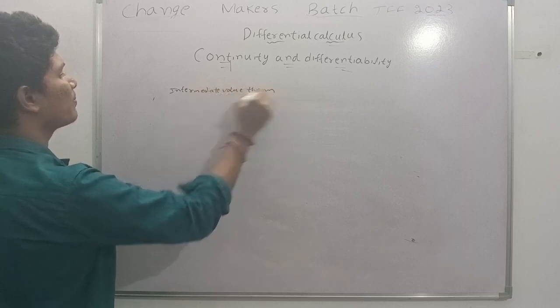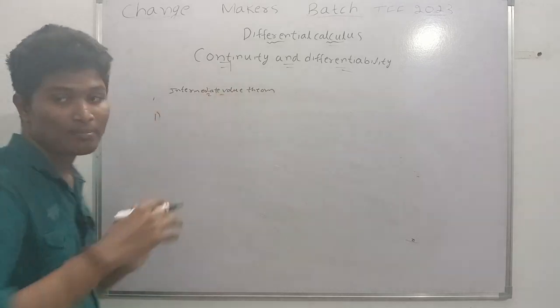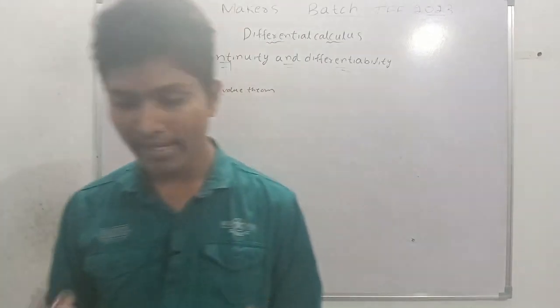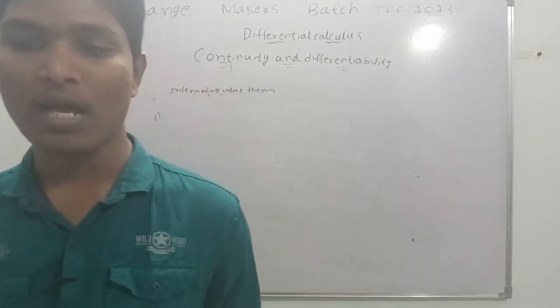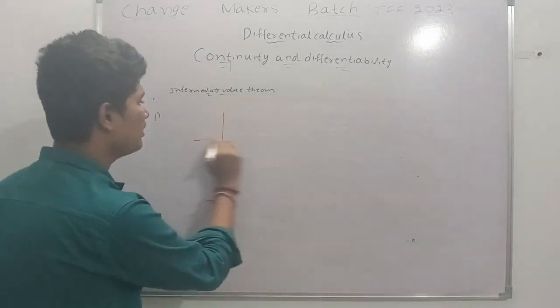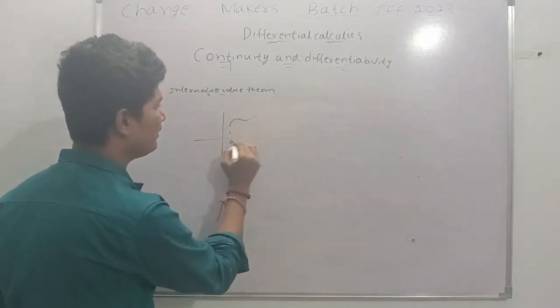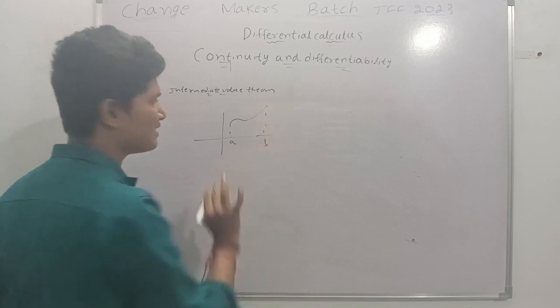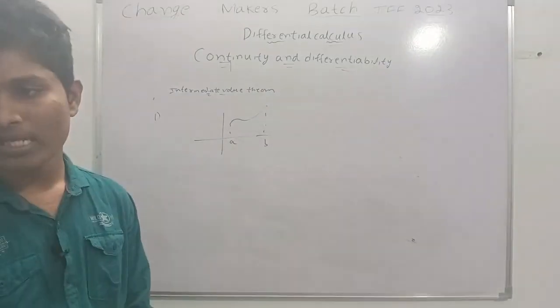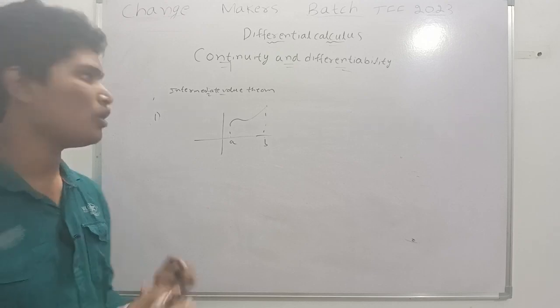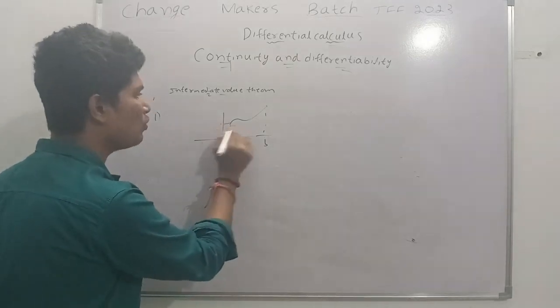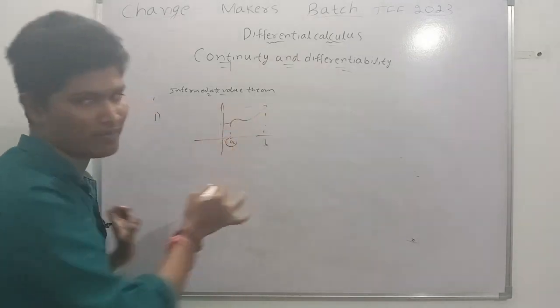Intermediate value theorem. What is the definition? I will read. If f is continuous on [a, b], suppose there is a function like this, between a and b it is continuous, and f of a is not equal to f of b. It means the f of a value is not equal to the f of b value.